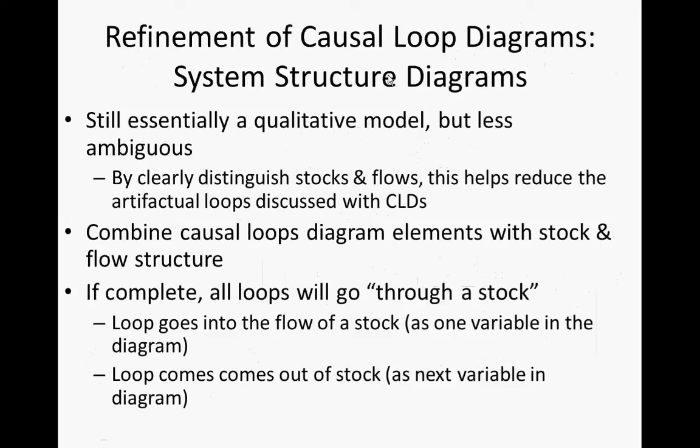When we introduce stocks and flows, we are working towards a fully quantifiable specification of our assumptions, which we can then run. We can simulate over time. With causal diagrams, even though they include qualitative elements, we can't simulate them over time. There's just not enough specificity, not enough precision in how we describe things to allow us to simulate.